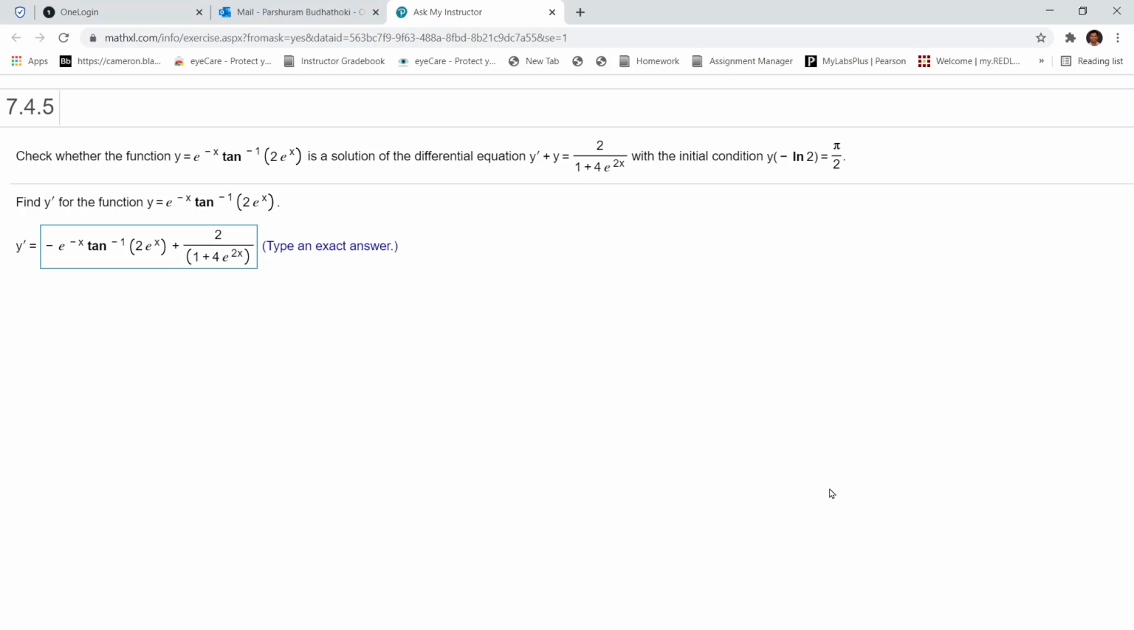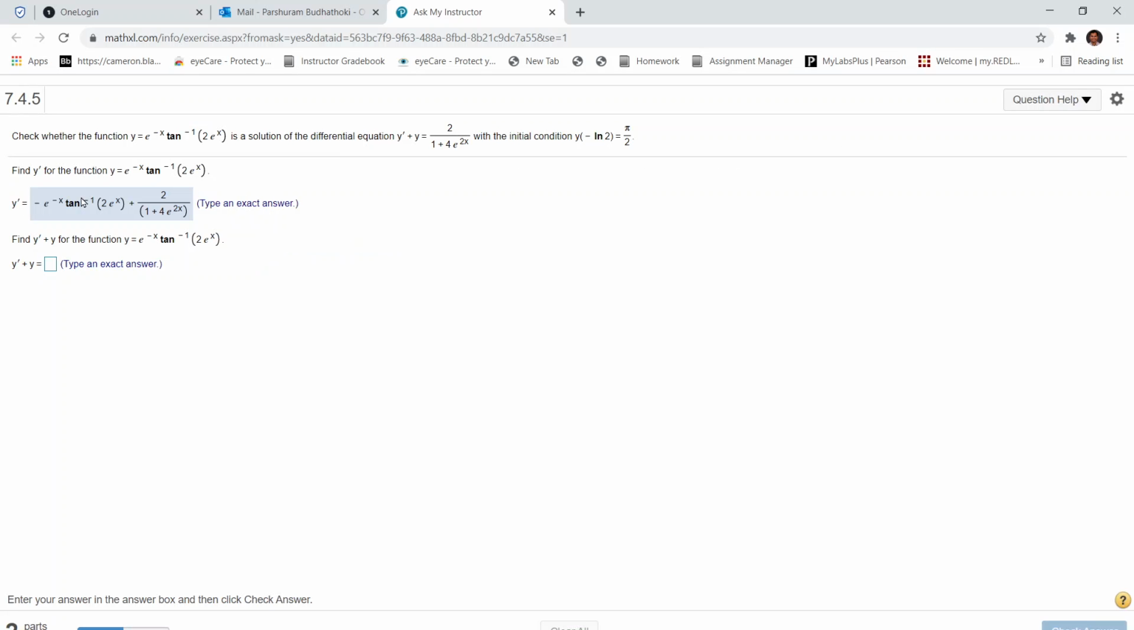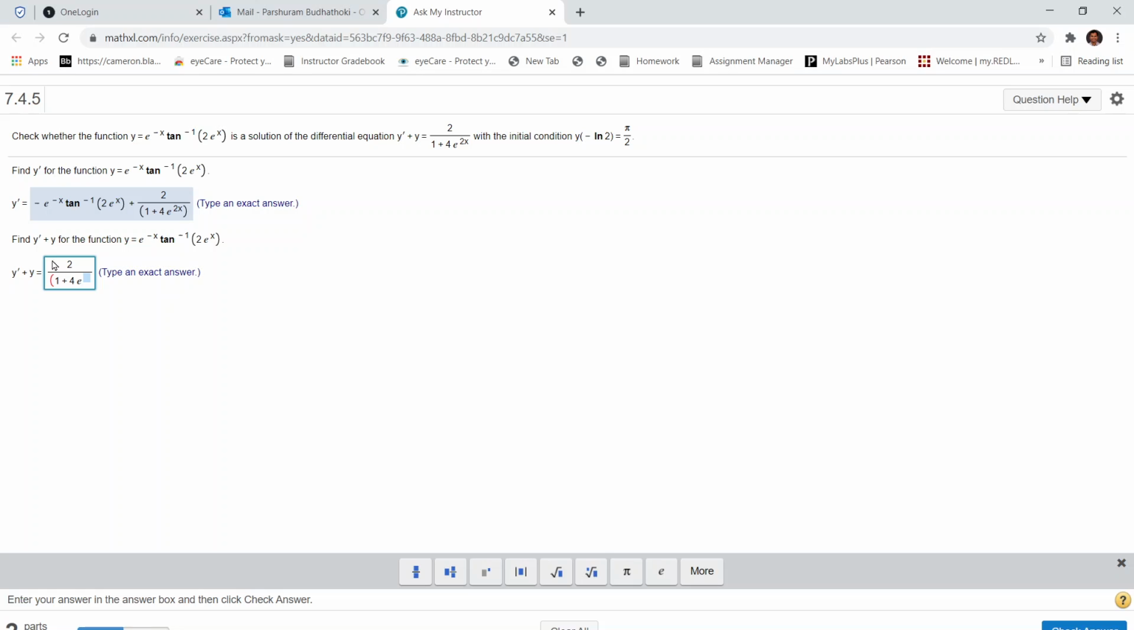So now we have to add y prime and y. As you can see, if you add y and y prime, the first part here and here look very much the same, but there is a negative sign here. So when you add these two, this first part and this will cancel out. The only remaining thing would be this one. So let me type 2 over 1 plus 4 e to the power 2x, and that is exactly the right side of this equation. So that means when you add the derivative of y and y itself, it should be 2 over 1 plus 4 e to the power 2x.